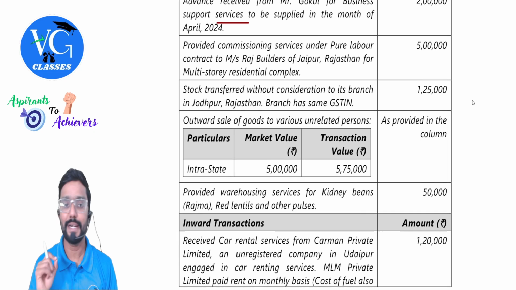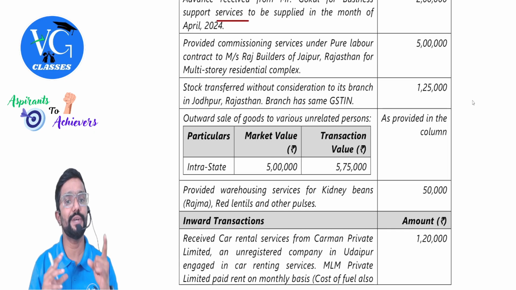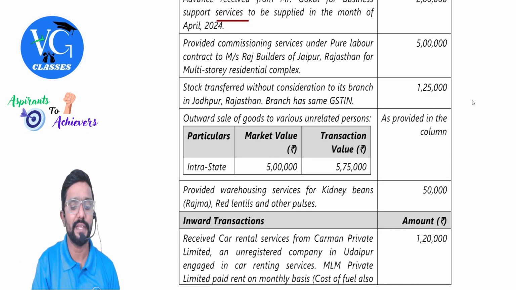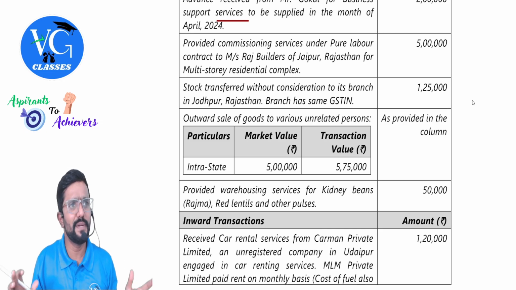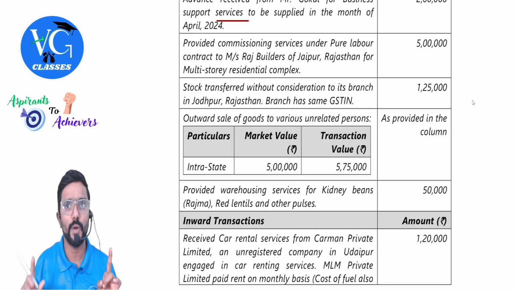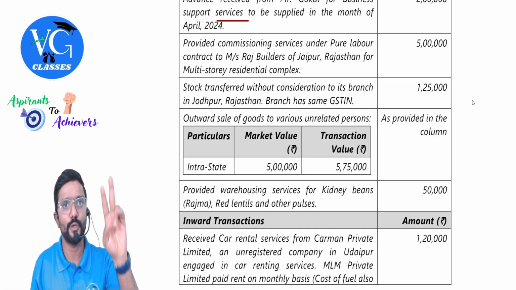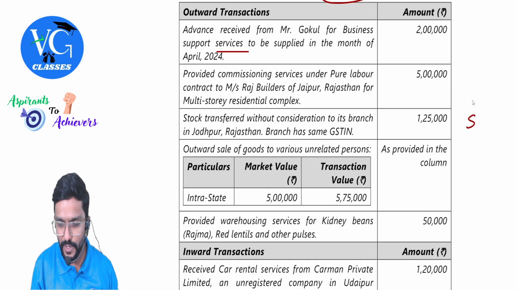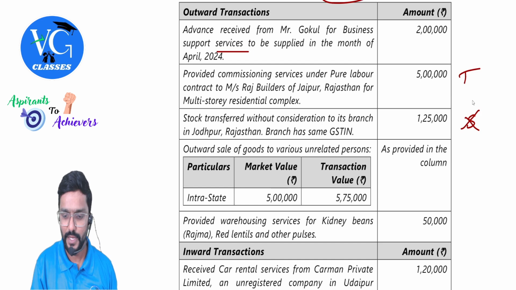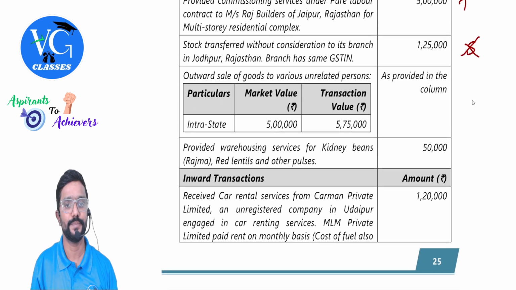Next, stock transferred without consideration to its branch in Jodhpur, Rajasthan. The branch has the same GSTIN. Is it taxable? No. It is within the same state, same registration. Is it a distinct person? No. Will para 2 get attracted here? No. Para 2 of Schedule 1 will not get attracted. So this is not a supply, this is not taxable.